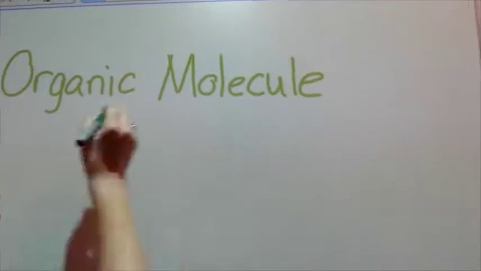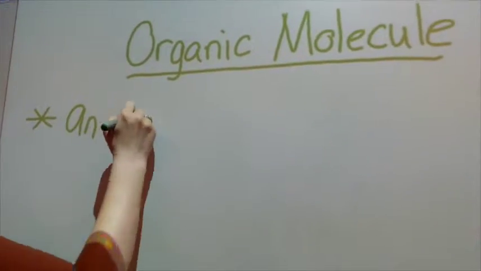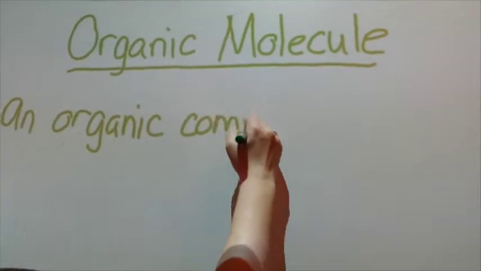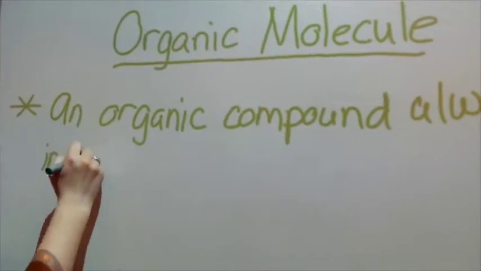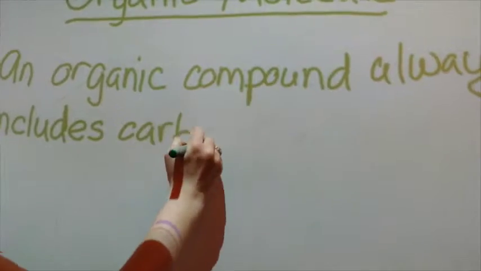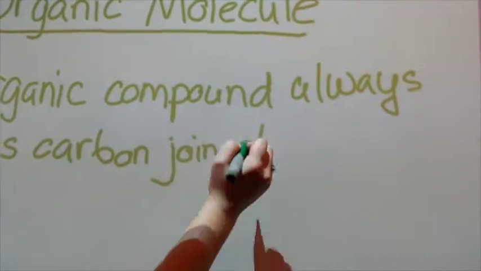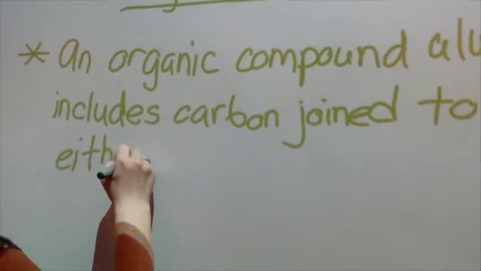Organic molecules. There are 4 organic molecules: carbohydrates, lipids, protein, and nucleic acid. An organic compound always includes carbon joined to itself or hydrogen.